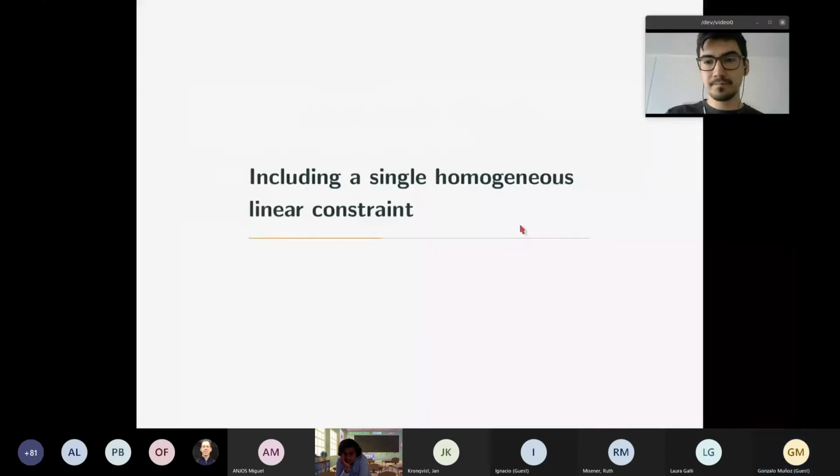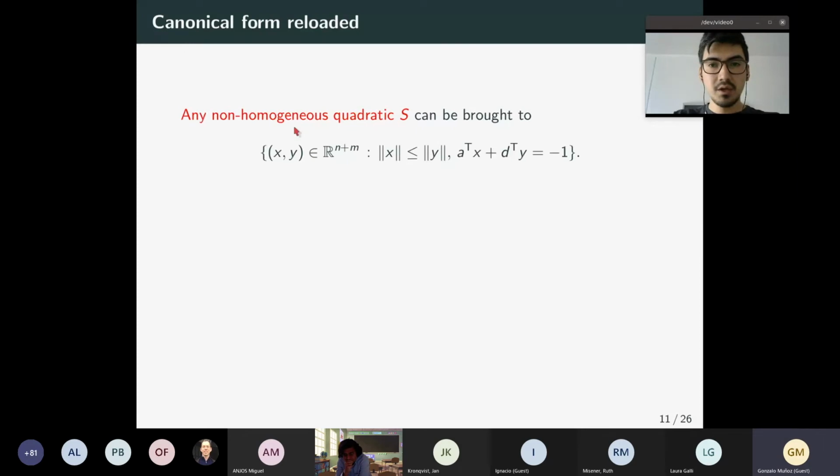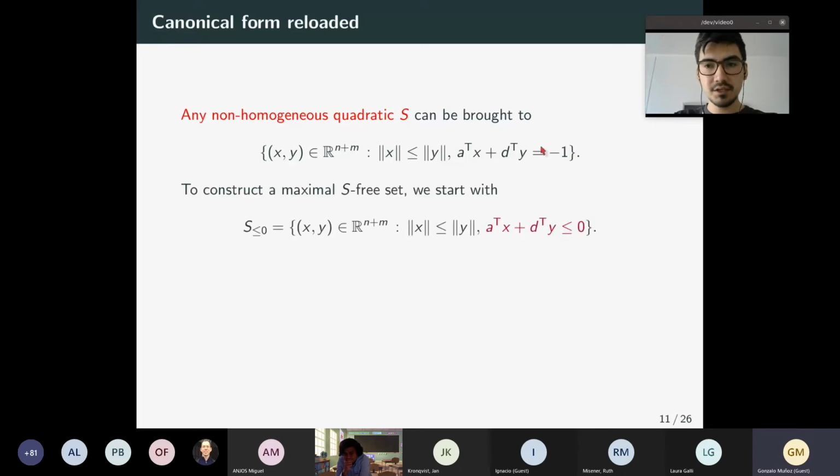Okay. So now let me move towards the non-homogeneous case, but before we have to take an intermediate step. A non-homogeneous quadratic you can always bring to a form like I mentioned before, norm less or equal than norm, and then an equality. This comes from the homogenization part. But before jumping into this, I'm going to study a relaxation, which is, instead of looking at the equality equal to -1, I'm just going to look at less or equal than 0. So this is essentially like the hourglass. You can imagine the hourglass, but then you slice it with a half space.